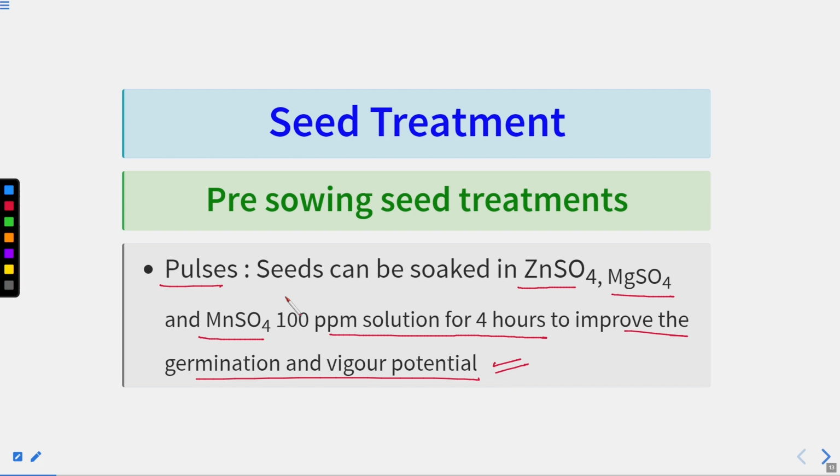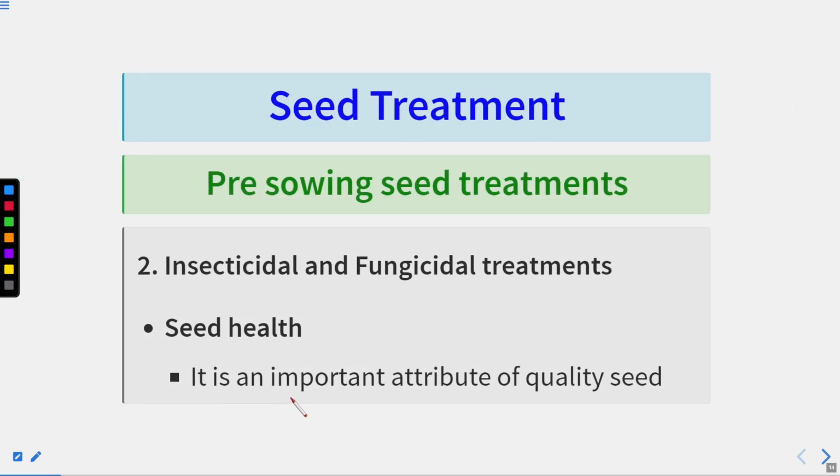So you can see here, different types of crops require different types of chemicals. For the pulses, we require zinc sulfate, magnesium sulfate, manganese sulfate. For sorghum, potassium hydrogen phosphate is required, and for paddy, potassium chloride is required, right? So this is very, very important. You must remember which chemical is used for which type of crop to have control over the vigor potential and germination of the seeds.